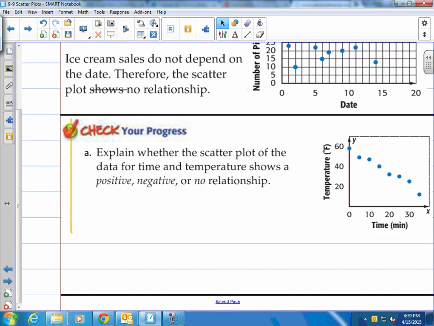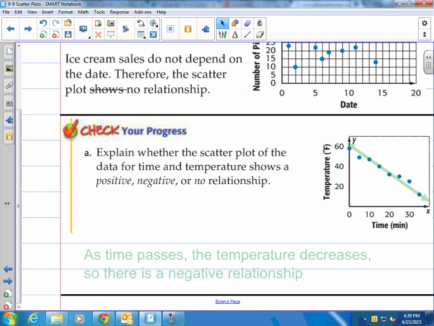How about you give it a shot? It says, explain whether the scatter plot of the data for time and temperature shows a positive, negative, or no relationship. Here's an easy one. You see as time goes by on the bottom, the temperature is doing what? It's going down. So if you look at it, we would say as time passes, the temperature decreases. So therefore, there is a negative relationship because we're going down from left to right. So we have a negative relationship there.